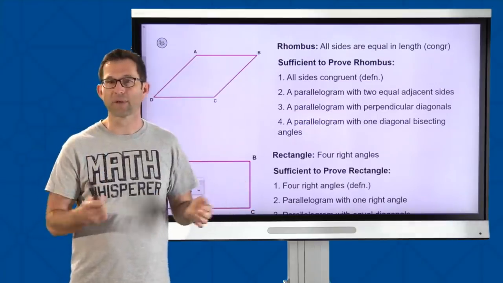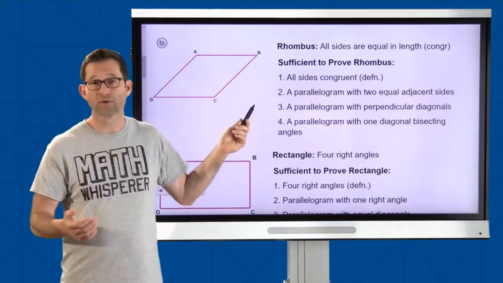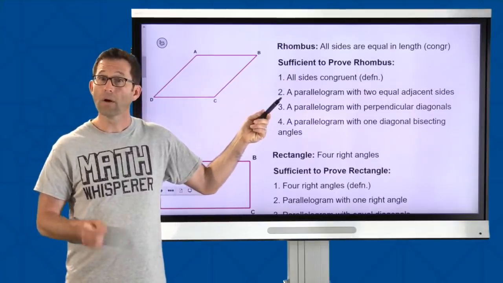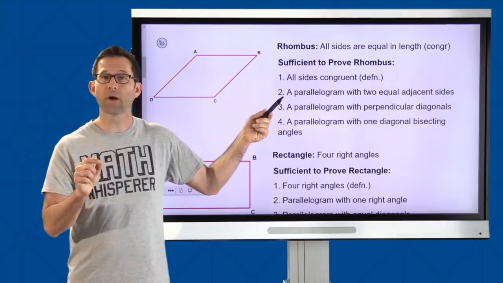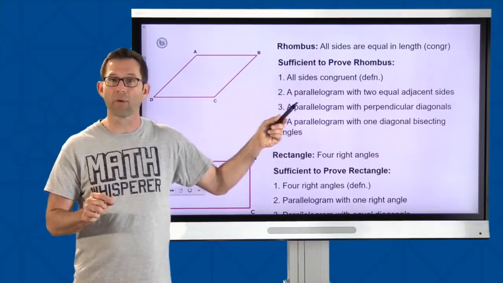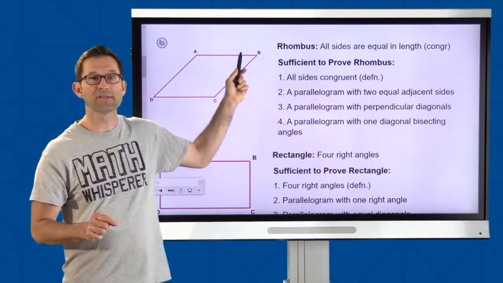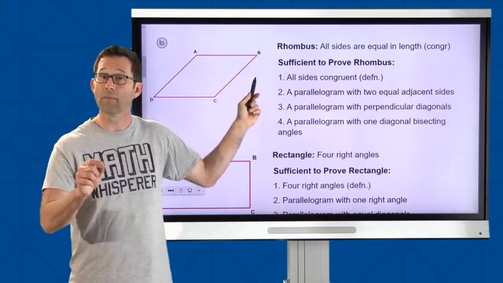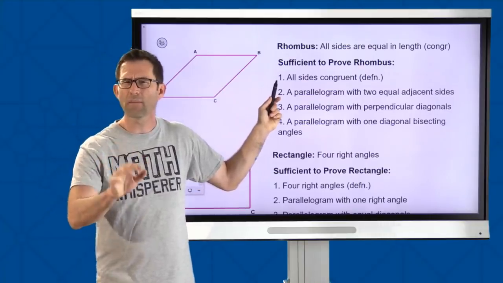Now, how do you prove something's a rhombus? Well, the easiest way, or the most straightforward, is, hey, all four sides are the same length. Or, if you already know it's a parallelogram, and you have two consecutive sides, or two adjacent sides that are equal in length, then it must be a rhombus. Now again, try to think about why that makes sense.